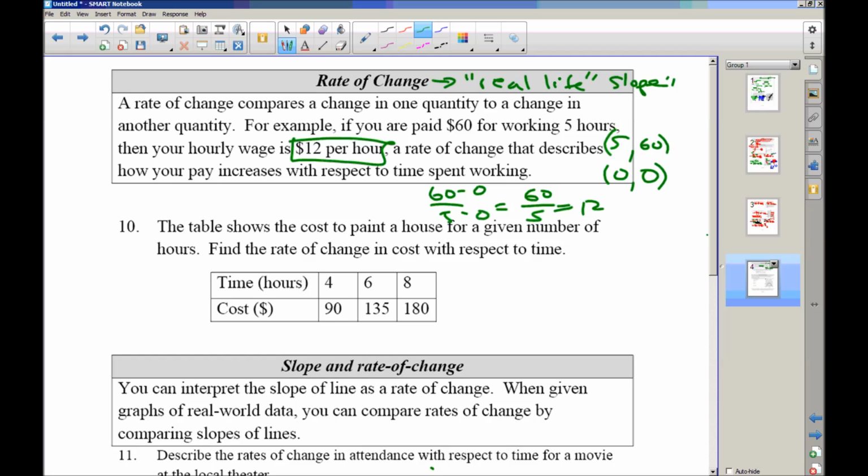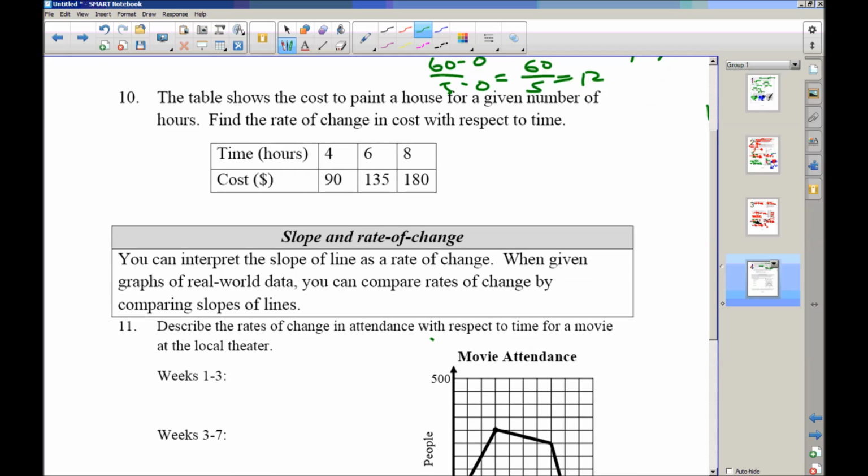Okay, now this table in number 10 shows the cost to paint a house for a given number of hours. Find the rate of change in cost with respect to time. So we have these inputs. This is like our x, but it's time. And we have these outputs. This is like our y, but it's cost. So we could pick any 2 of them. I'm going to go with these 2.